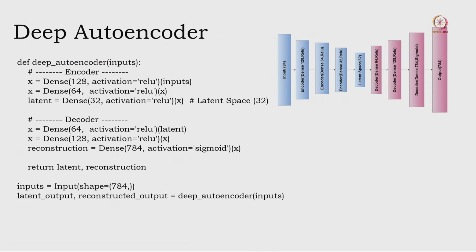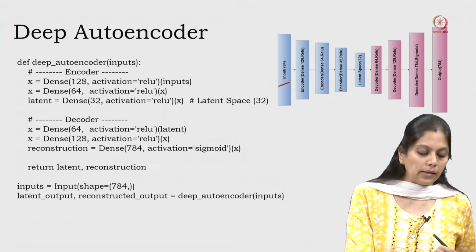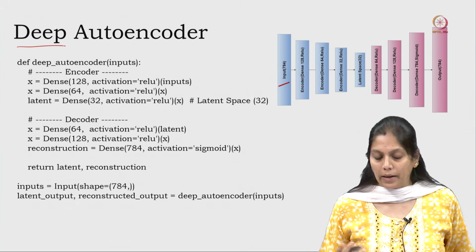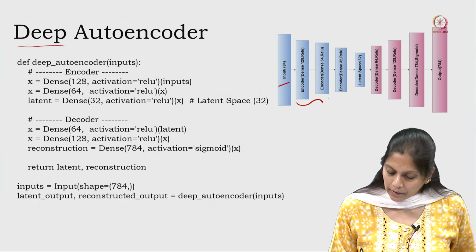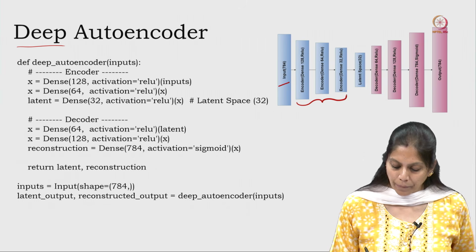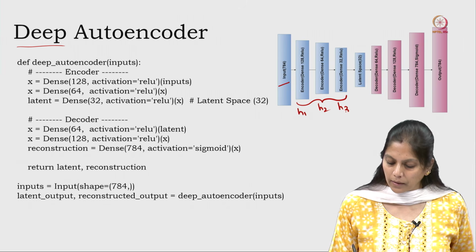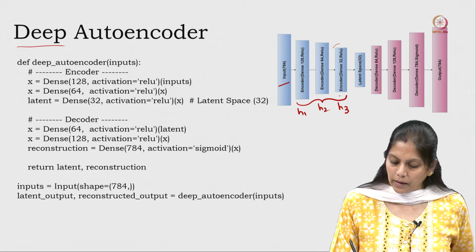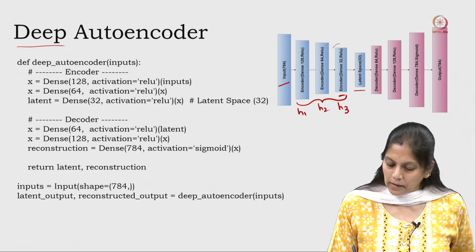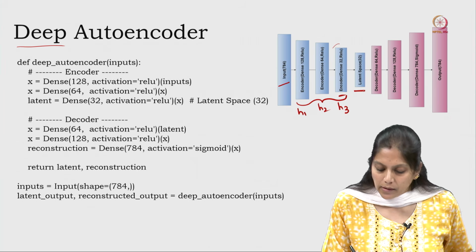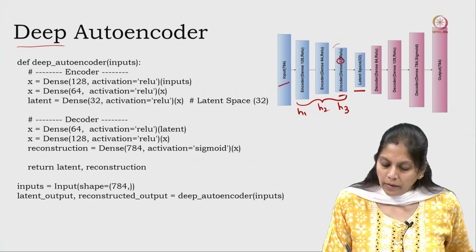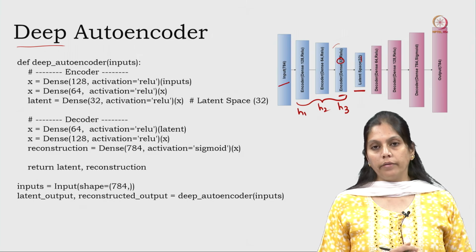So, let us see this. You see the example, we are extending the same example of shallow. In the shallow we had taken 784 and there was only one hidden layer, but here since the word is deep, you will have multiple hidden layers. How many such hidden layers are there? There are three such hidden layers, hidden layer 1, hidden layer 2, hidden layer 3. The output of the last hidden layer is the latent representation. Since there are 32 neurons, the latent representation also will have 32.